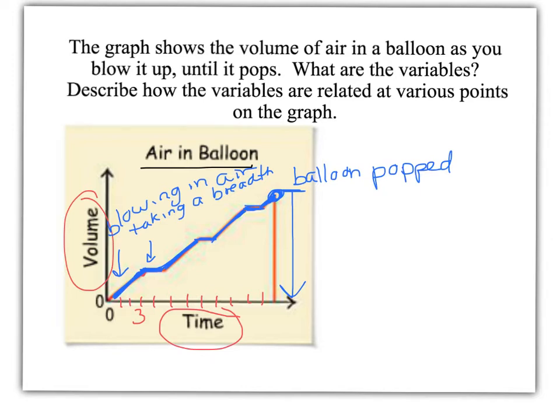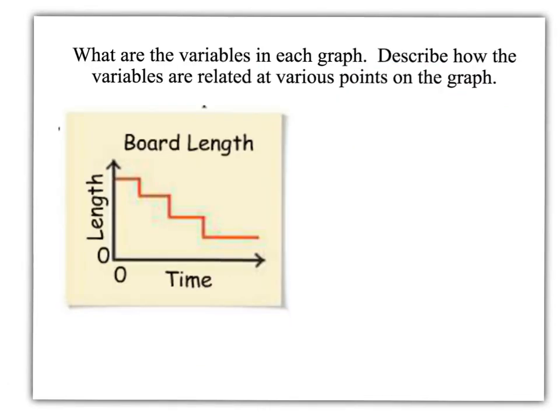Okay, so did we answer all the questions here? It says, what are the variables? That would be time and volume. And then describe how the variables are related at various points on the graph. And that's what we did by labeling it. Okay, so we have another one. What are the variables in each graph? Describe how the variables are related at various points on the graph.